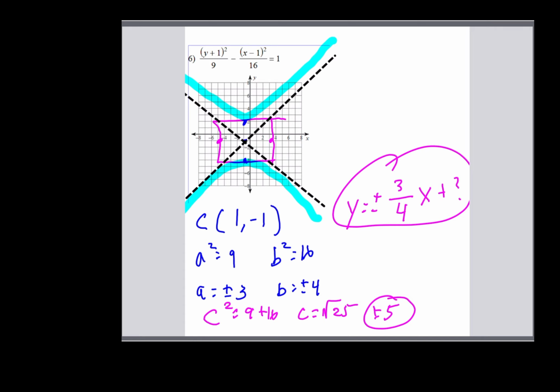So get going on this first part of your assignment. Just take care of the ones that look like that and then come back and then we'll do part 2, that's going to be in conic form.